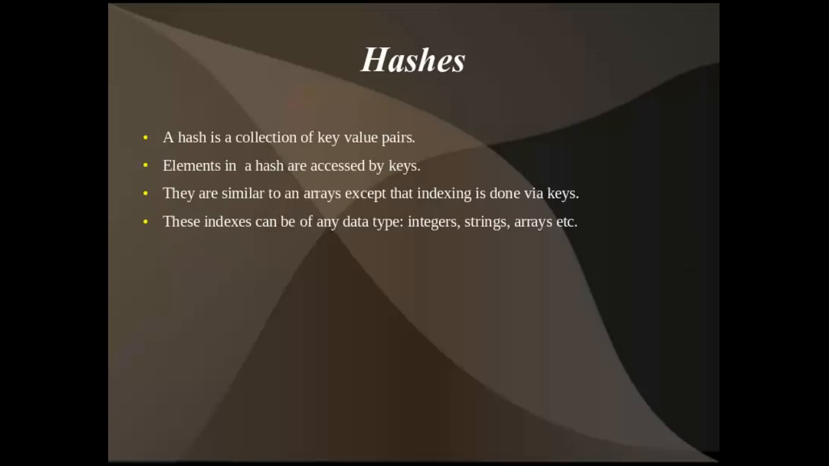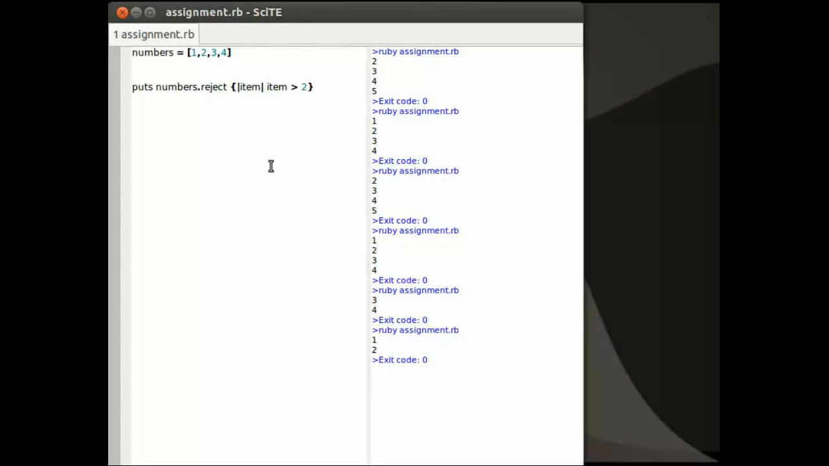Now let's look at what hashes are. A hash is a collection of key value pairs. Elements in a hash are accessed by keys. They are similar to arrays except that indexing is done via keys. These indexes can be of any data type: integers, strings, arrays, etc. Let us create a hash with symbols as keys. So let's define a hash, my_hash, and let's initialize it.